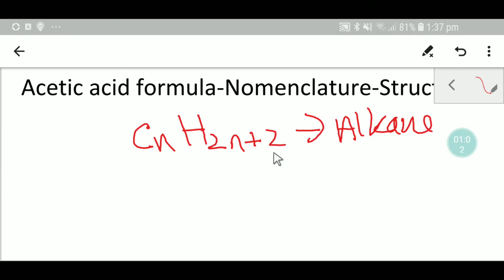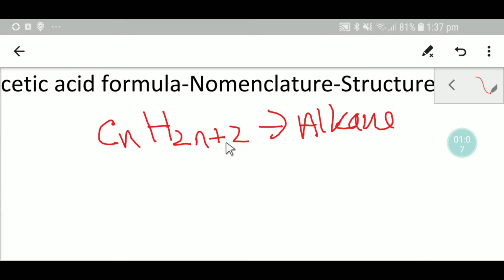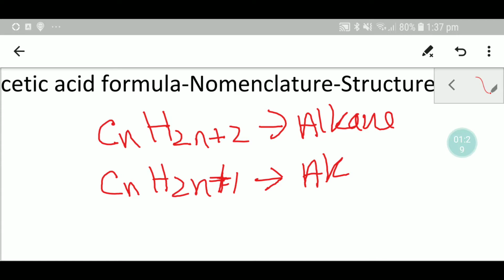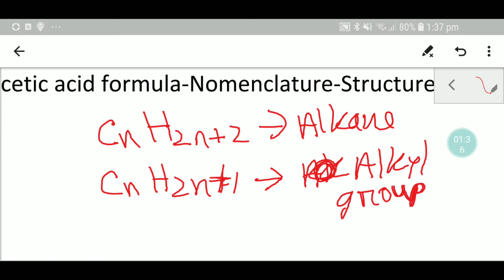If you just minus one hydrogen from the general formula of alkane, then you will get the general formula for alkyl group. So let me write the general formula for alkyl group, CnH2n plus 1. That is, you just deduct one hydrogen from alkane. So you are getting the general formula of alkyl group.